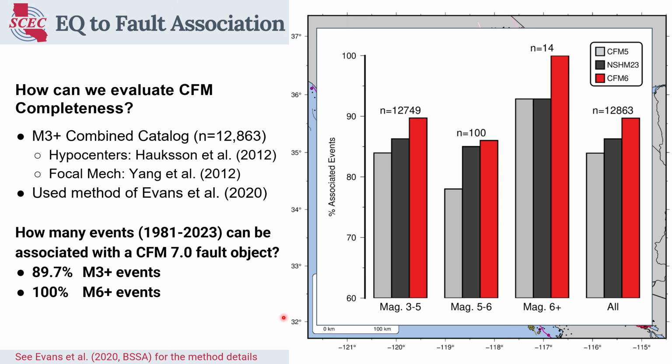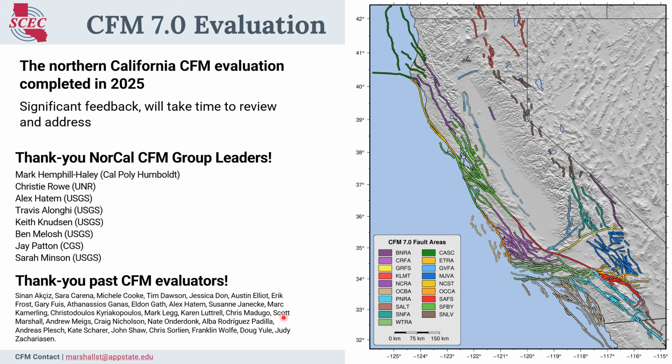So we think this means that, at least in terms of historic seismicity, the model appears to be pretty complete. It doesn't mean that future seismicity will be predicted by the model, because we all know that future seismicity can sometimes pop up on faults we didn't recognize. But in terms of historic seismicity, it seems to do a very good job.